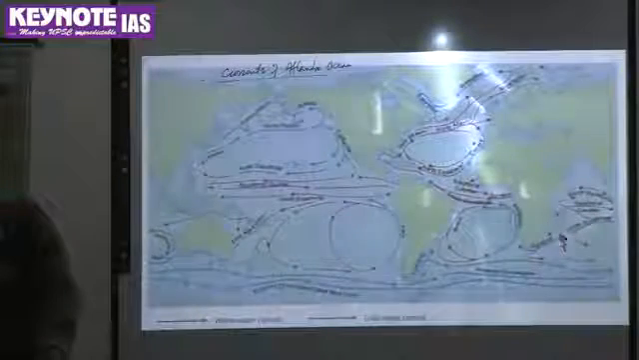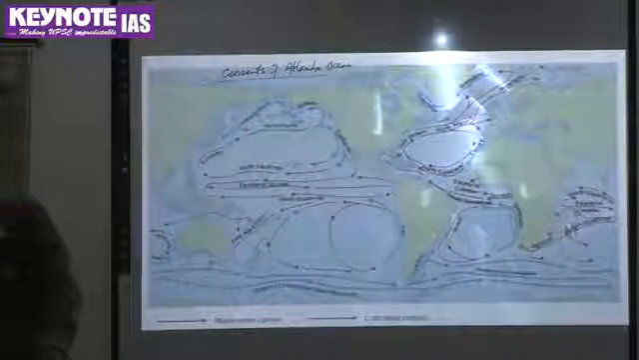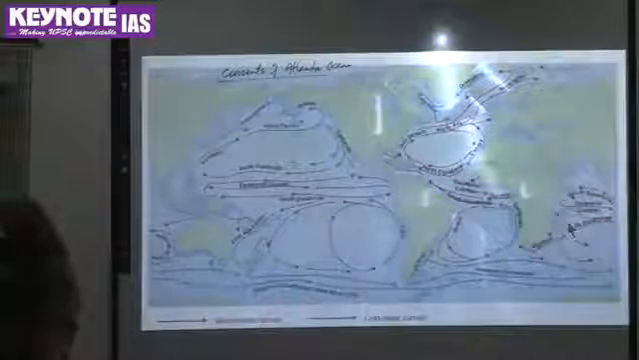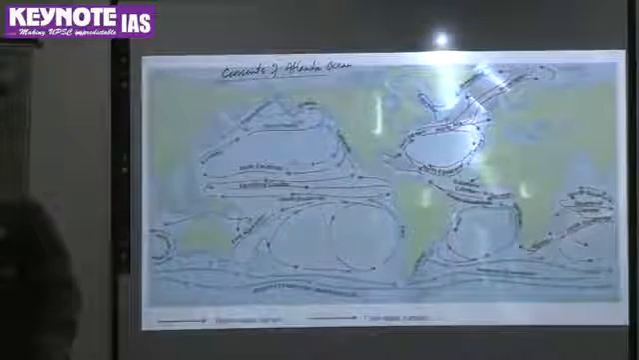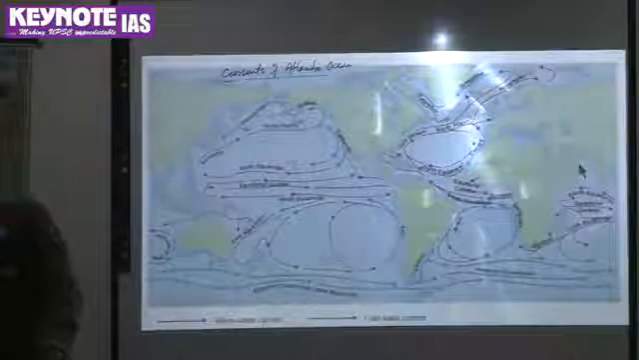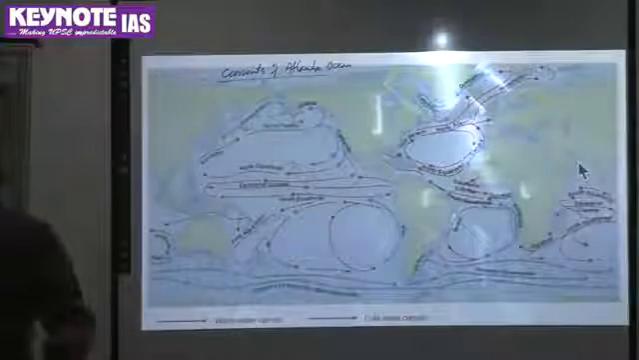Look at Agulhas current. You will have Mozambique current also. This side you have Mozambique current. Which is not mentioned here.